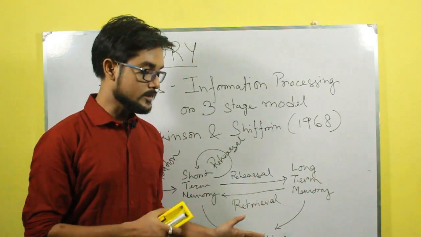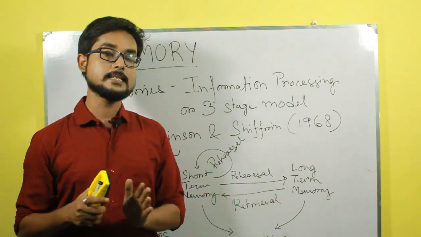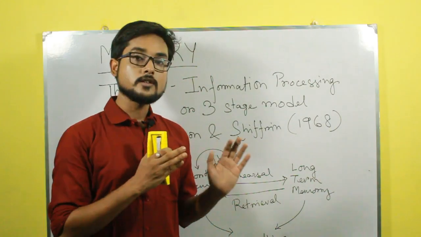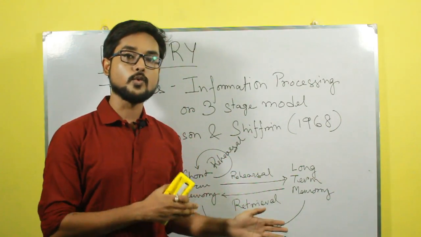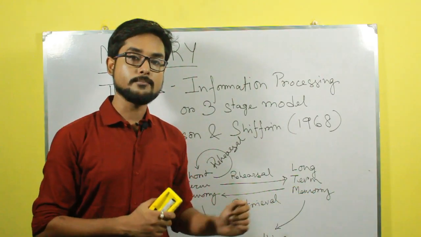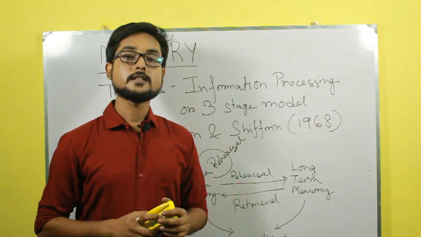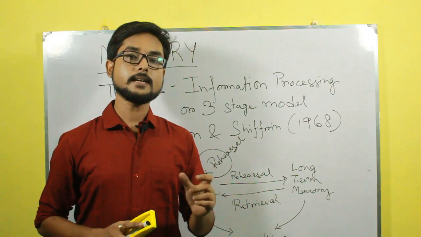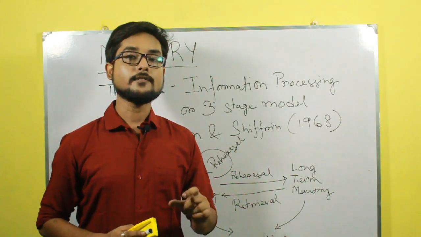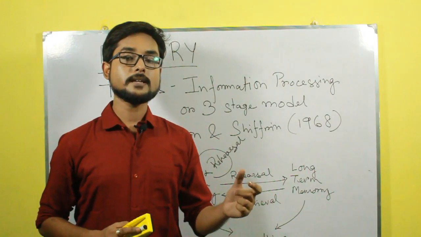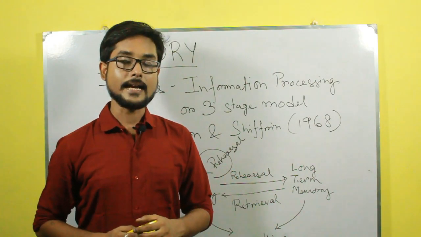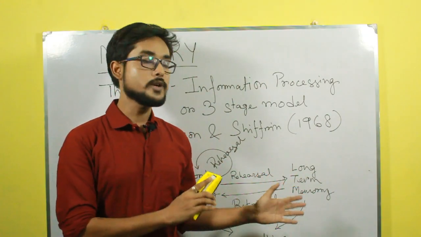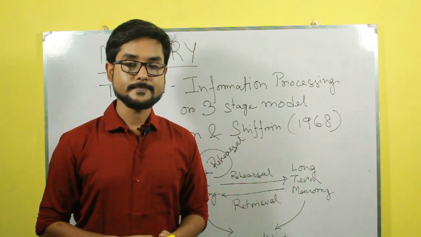Also, the term batch, B-A-T-C-H, is different from the word orange. Therefore, we encode the two words differently in our long-term memory. However, the word little and the word small are semantically similar. They have different sounds, but they have similar meaning. That is why they are encoded together or stored together in the long-term memory.